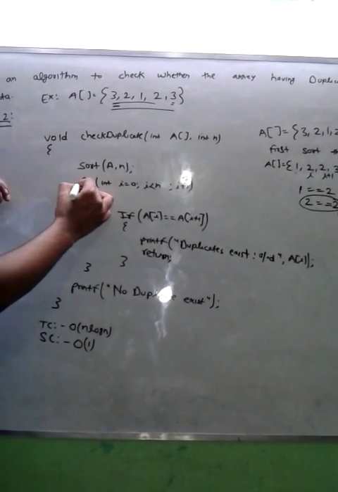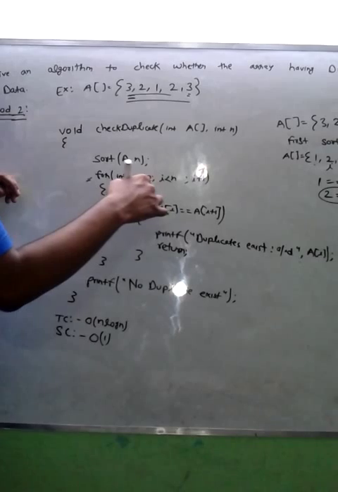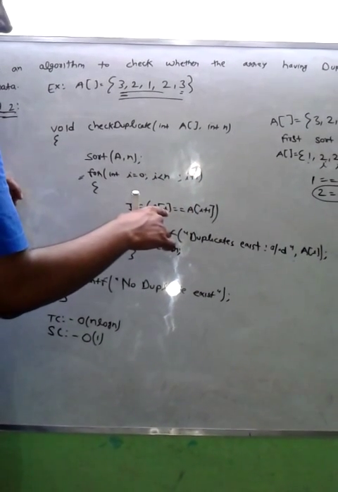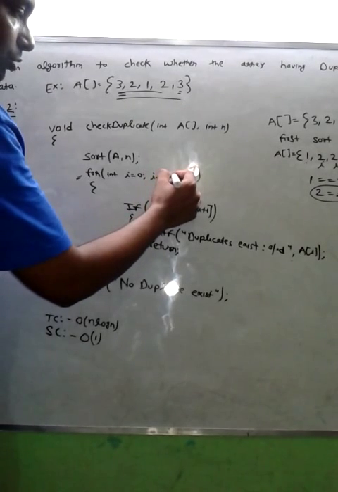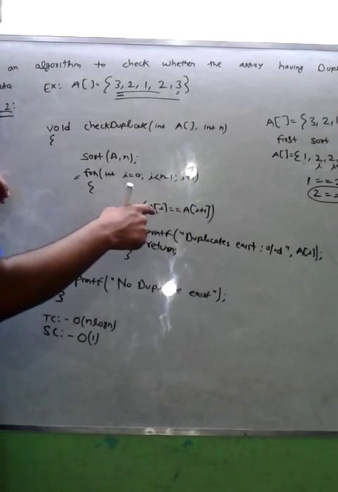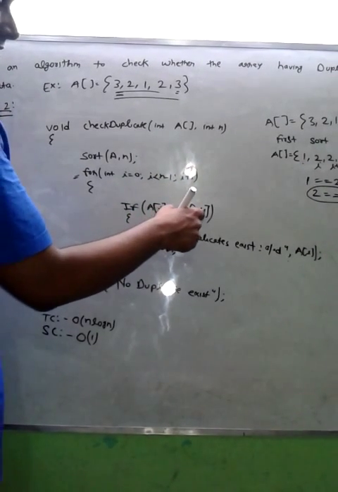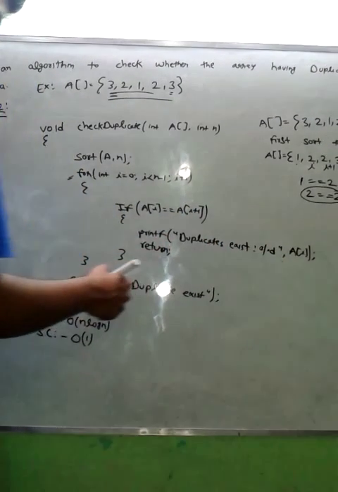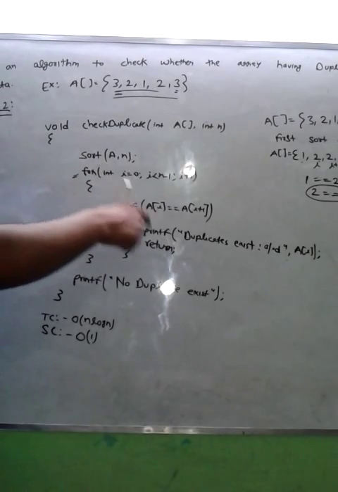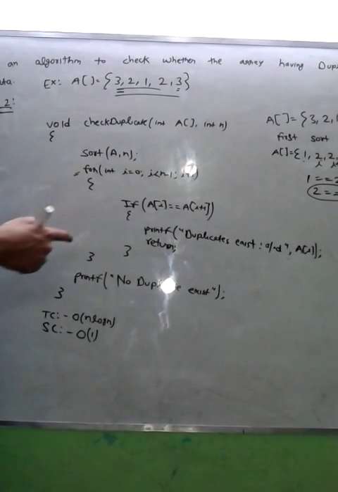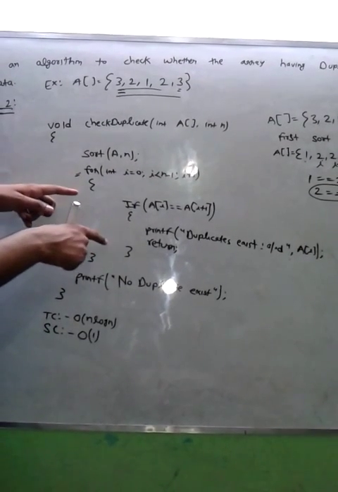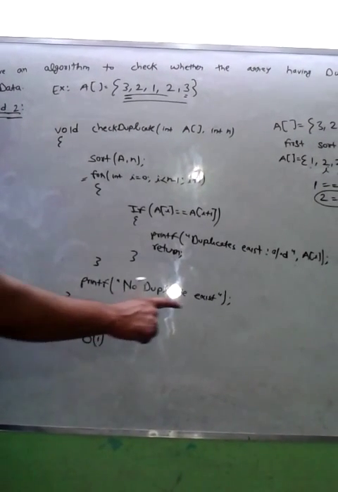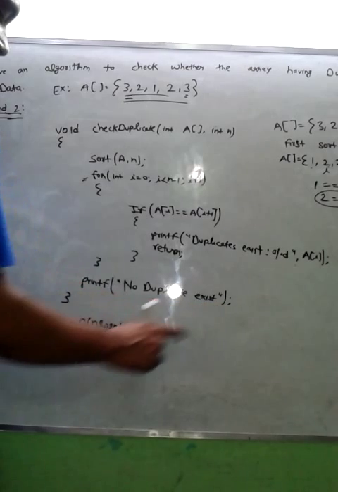So first of all we traverse with i equal to 0 and i less than n minus 1. This should be minus 1. We check whether a[i] equals a[i plus 1], and a duplicate exists if we find such an element. If we haven't found any duplicate element in the array, the message no duplicate will be printed.